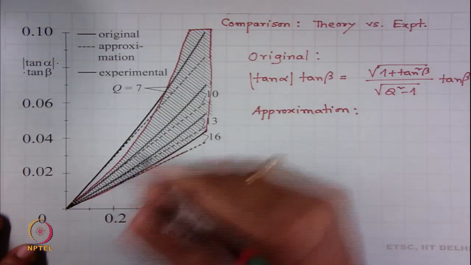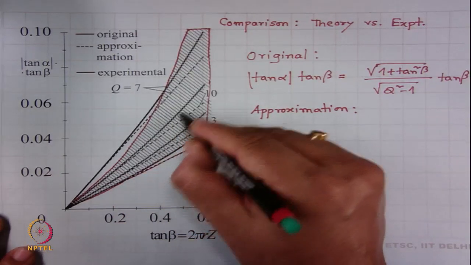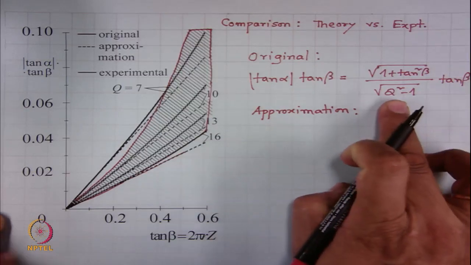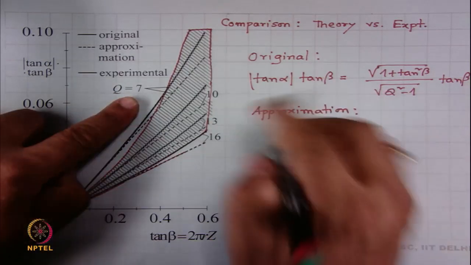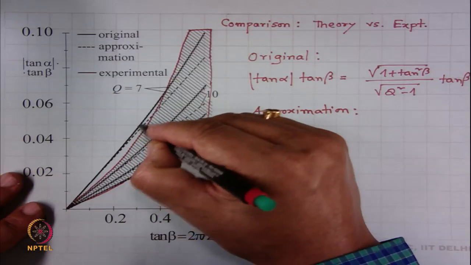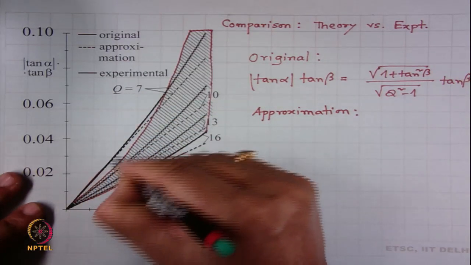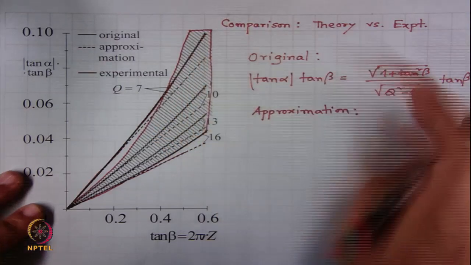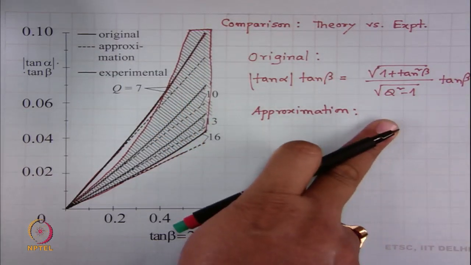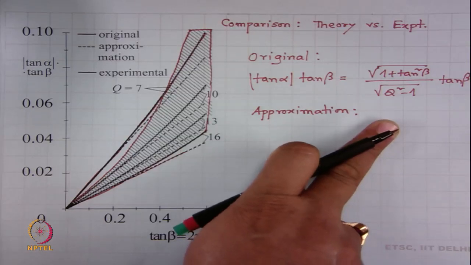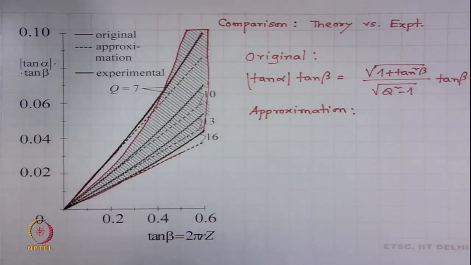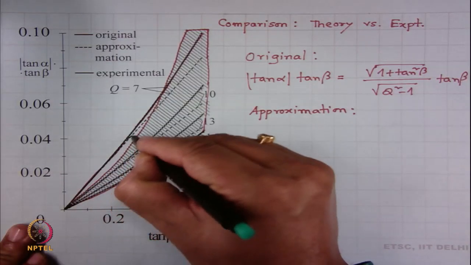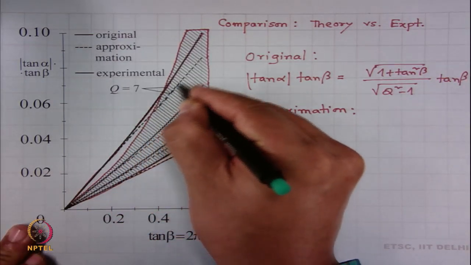So, these continuous thick black lines are for different values of q that we obtained. For example, q is equal to 7 here shows this line. So, this line is obtained from this expression, right. And also you see one approximation line, the dotted line, for q is equal to 7.